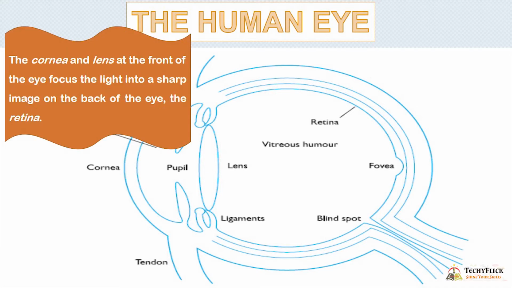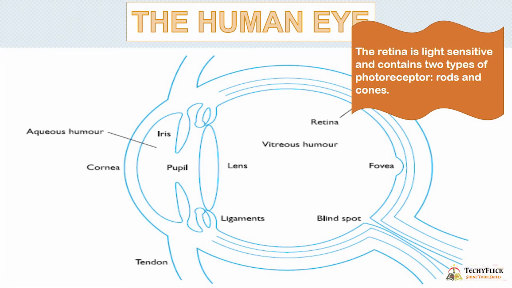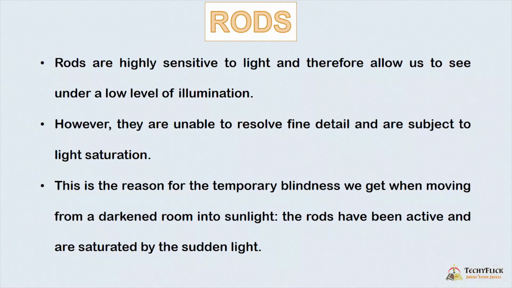First, we'll see the cornea and lens. The cornea and lens at the front of the eye focus the light into a sharp image on the back of the eye, the retina. The retina is light sensitive and contains 2 types of photoreceptor. One is rods and the other is cones. We will see about rods.